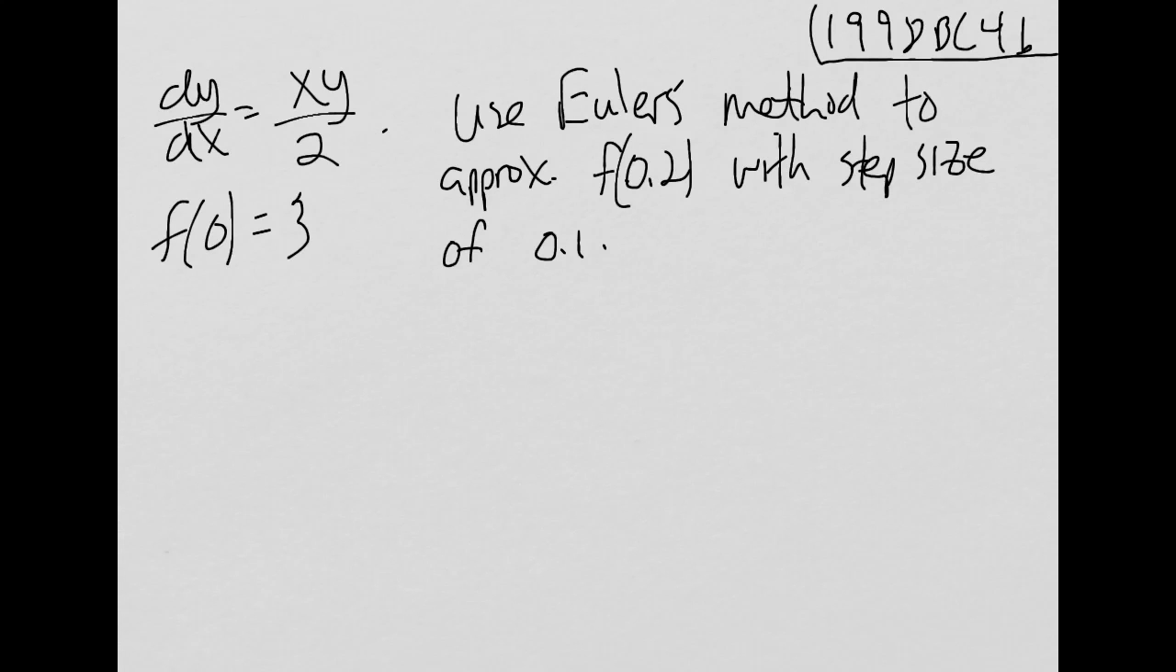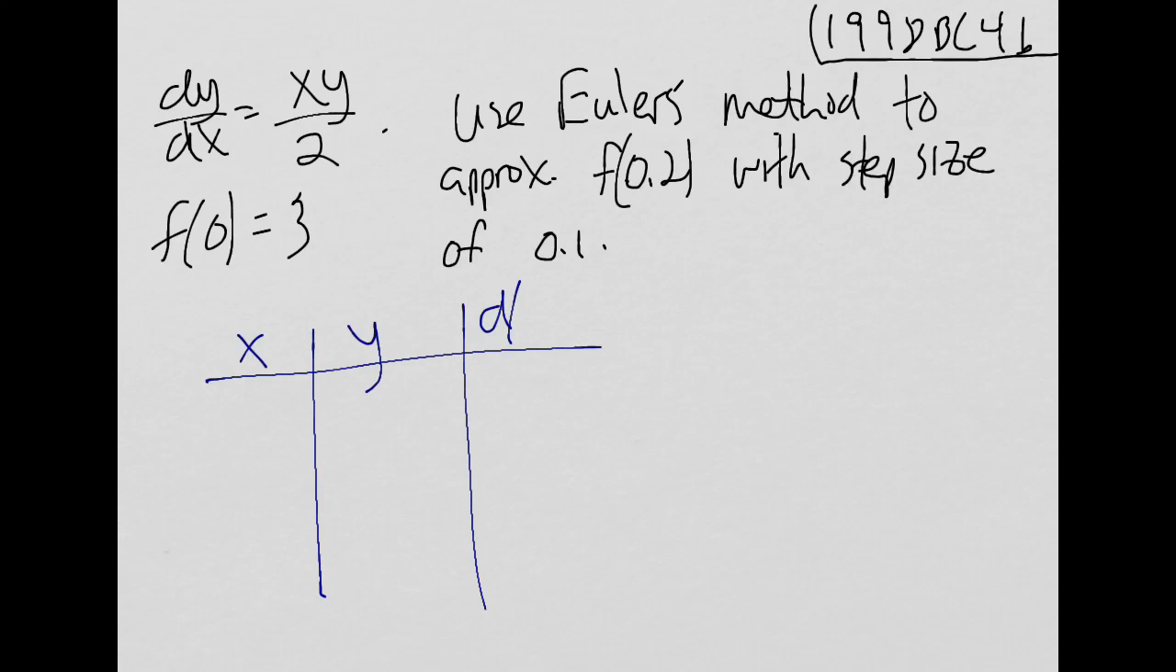So this next part of this FRQ, we're using the same dy dx as we used in part A. They give us an initial value of f of 0 is 3. And they tell us to use Euler's method to approximate f of 0.2 with a step size of 0.1. So I'm going to set up a little chart. It's going to have an x value, a y value, and then a dy dx at those x, y values.